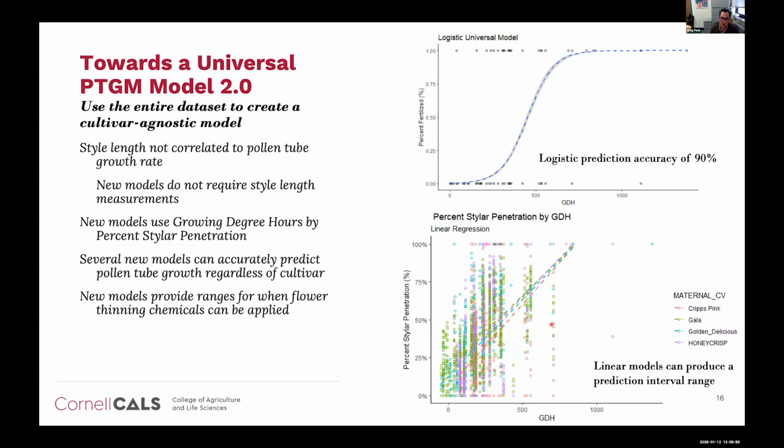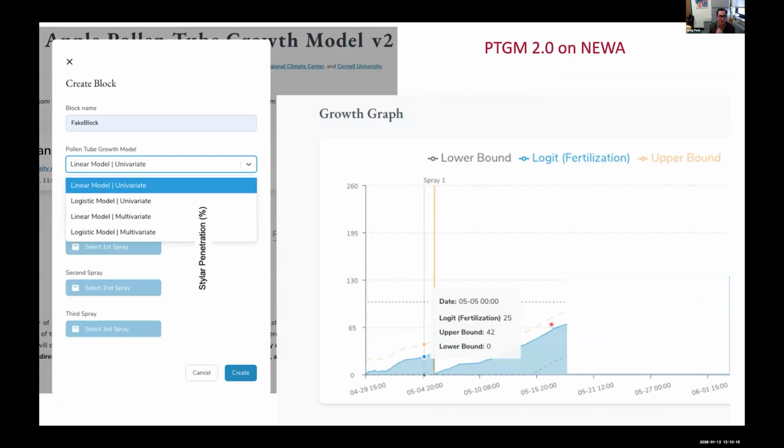So instead of the model previously telling you that you needed to spray on Tuesday at 3:30 a.m., the new models are going to say you've got a range on either side of what we think it is going to be, based on some of the more nuanced outputs that we're finding from the models. So this is what it looks like. Here are some of our models in the NUA system that Dan Olmsted helped us program in: the linear, the logistic model, univariate and multivariate.